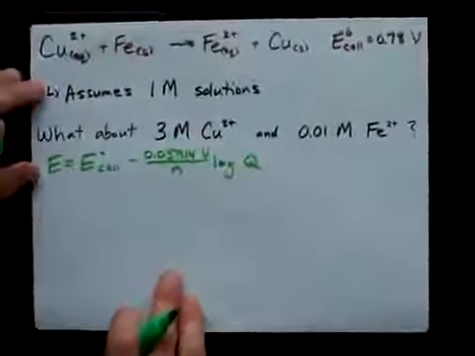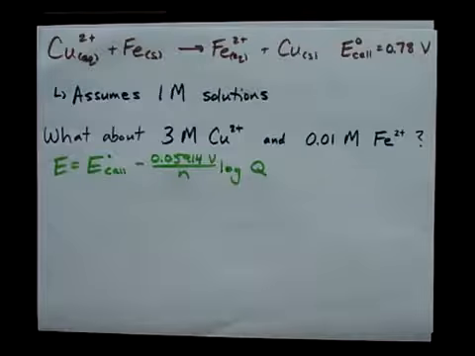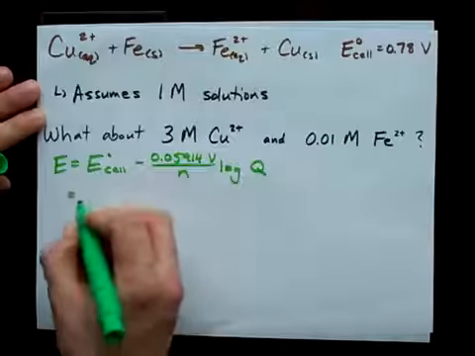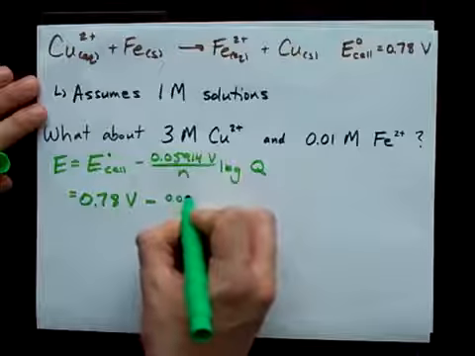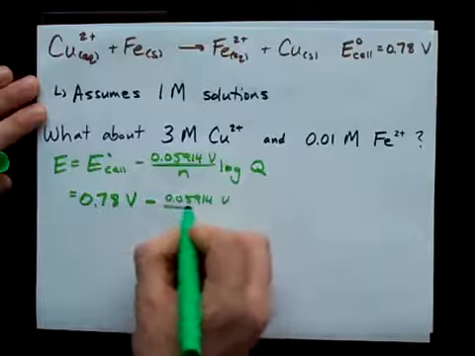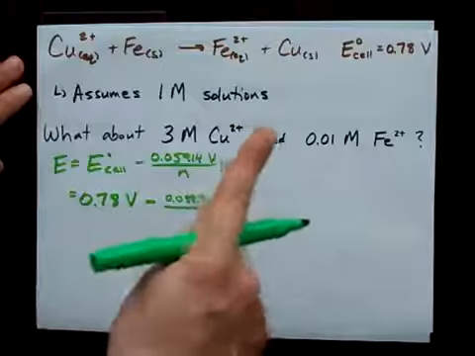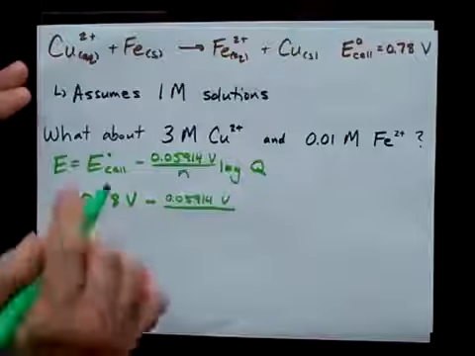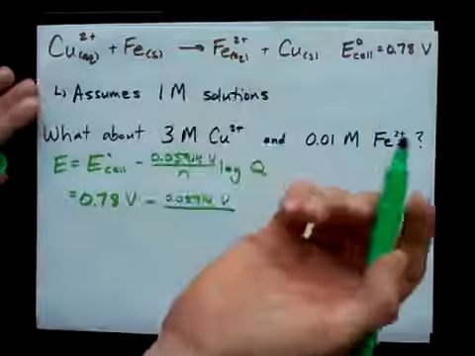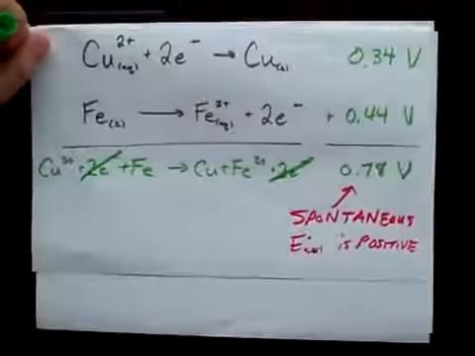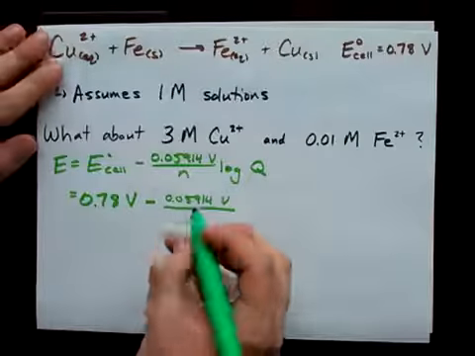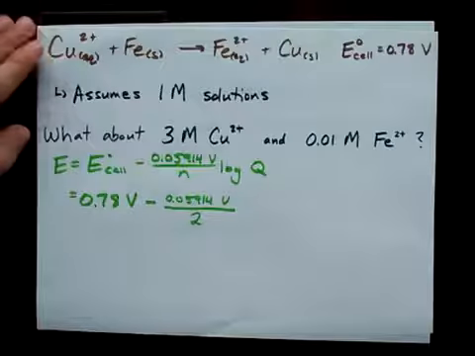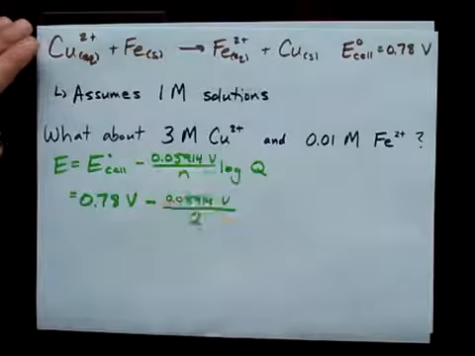So, what do I need to fill in for my values? Well, E naught cell is what you found before, 0.78 volts, minus 0.05914 volts divided by N. N was the number of electrons swapped in the reaction. It's probably pretty clear from here that it was 2 electrons, but take a look. When we added the 2 half reactions together, we ended up canceling 2 electrons from the left and right. That means it's 2 electrons that cancel out, or that we divide by 2. What is log Q though?